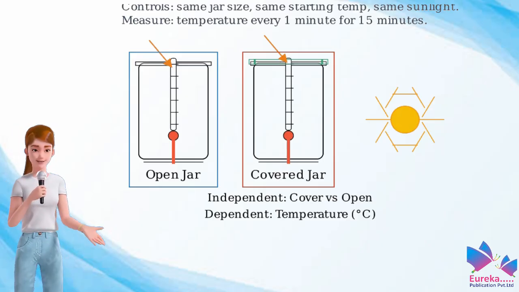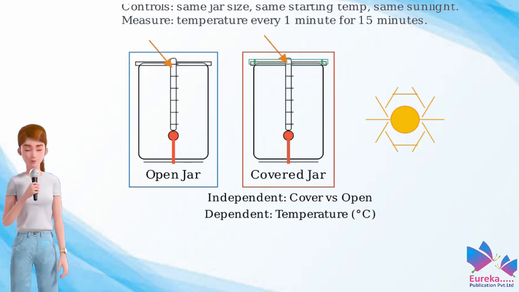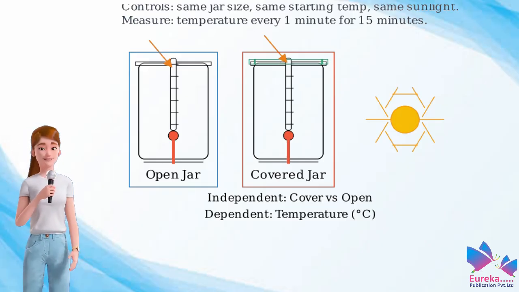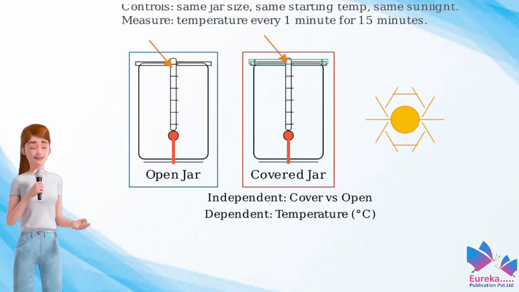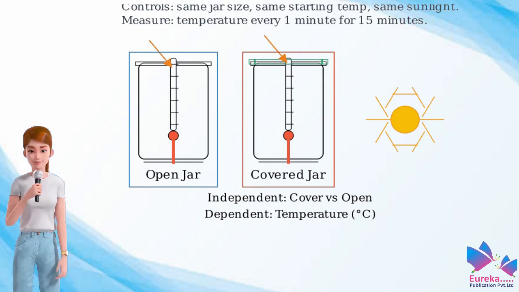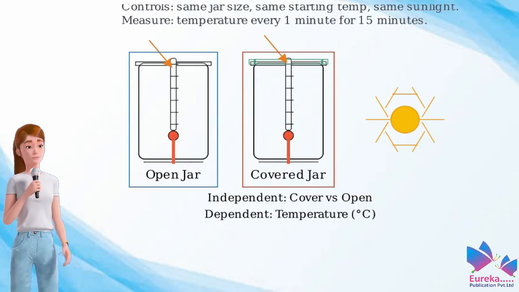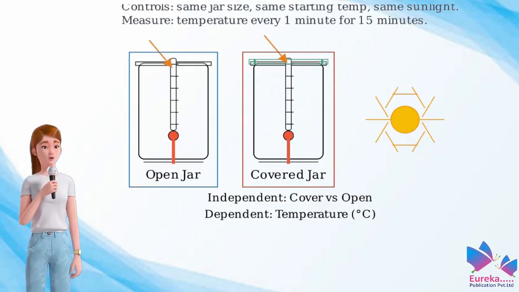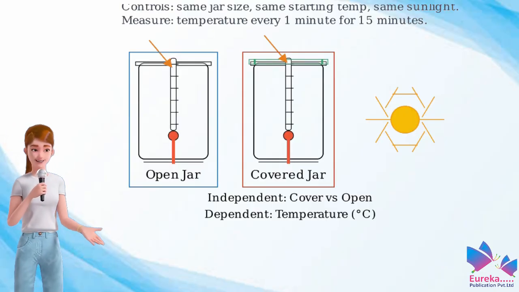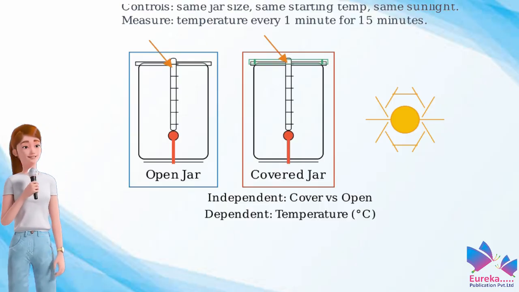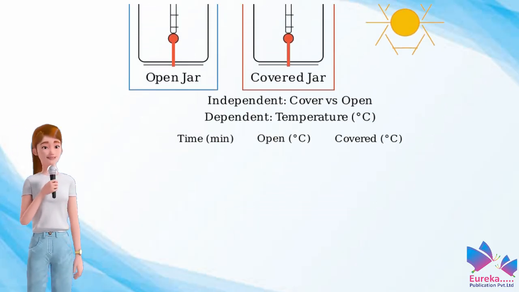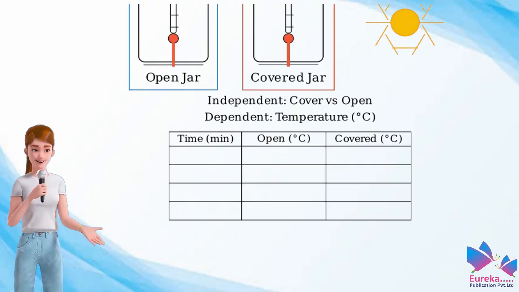Step 4. Collect data. We place a thermometer inside each jar, cover one jar with plastic wrap, leave the other open, and set both in direct sunlight. We record temperature once per minute for 15 minutes. Here is a compact table at 0, 5, 10, and 15 minutes. Notice how the covered jar tends to run warmer throughout.